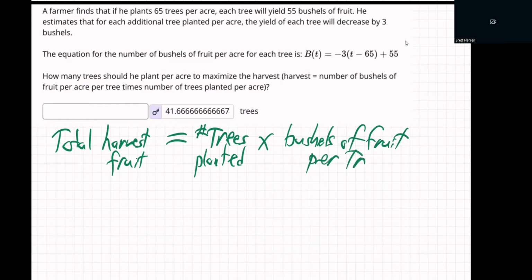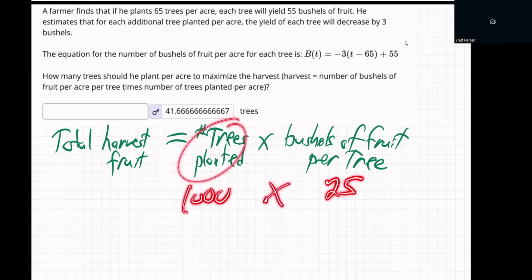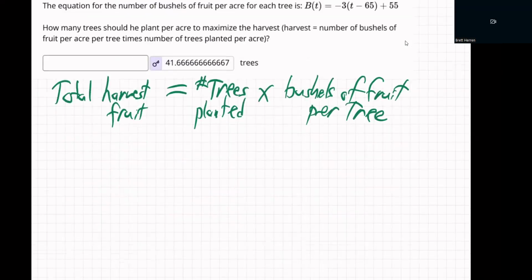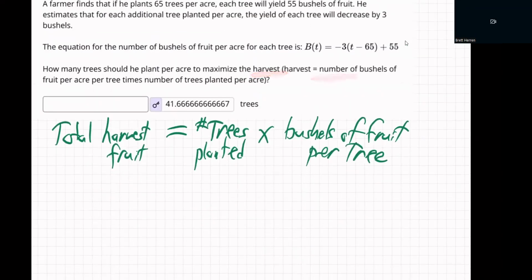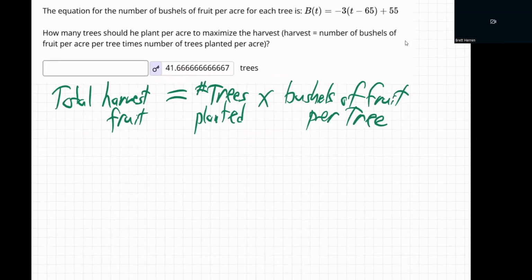per tree, right? So like you plant 1,000 trees and each tree yields 25 bushels of fruit. You multiply that, you get 25,000 total bushels of fruit. So it's how many trees times how many bushels per tree. So that's what they want us to maximize, total harvest. Bushels times number of trees. Okay.